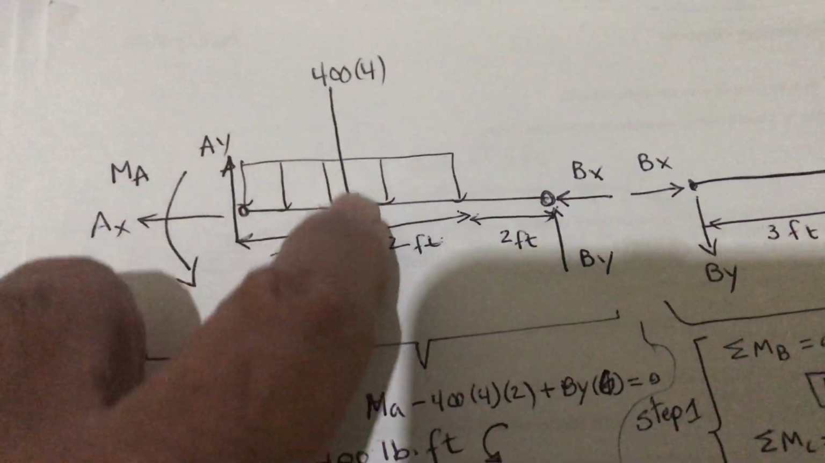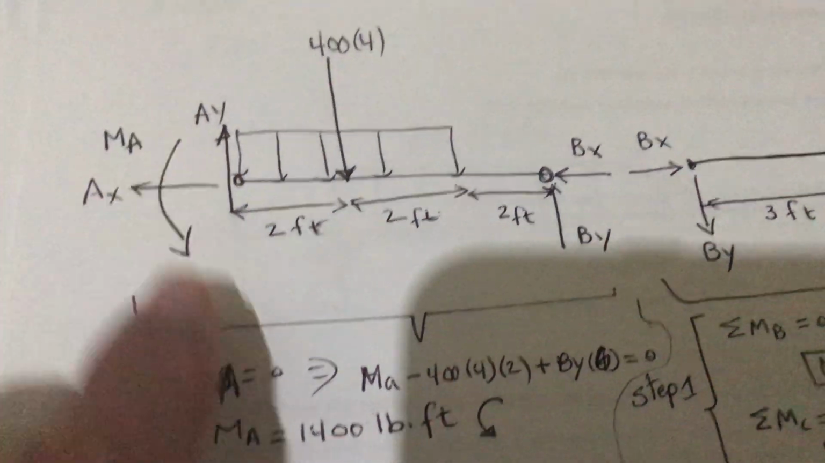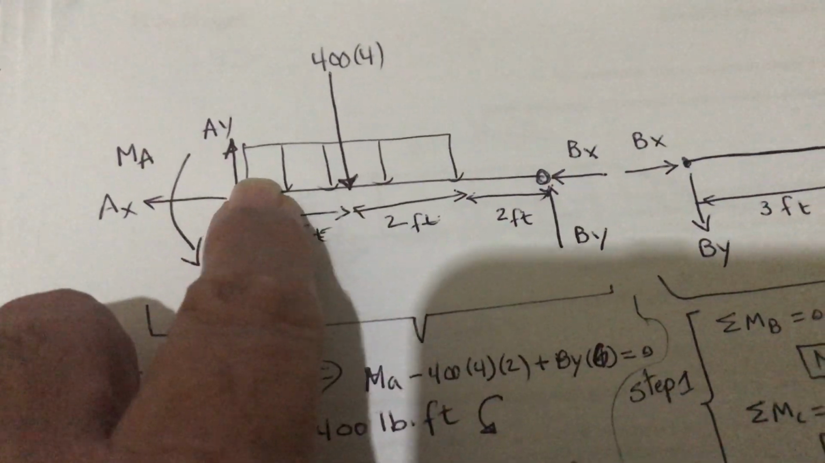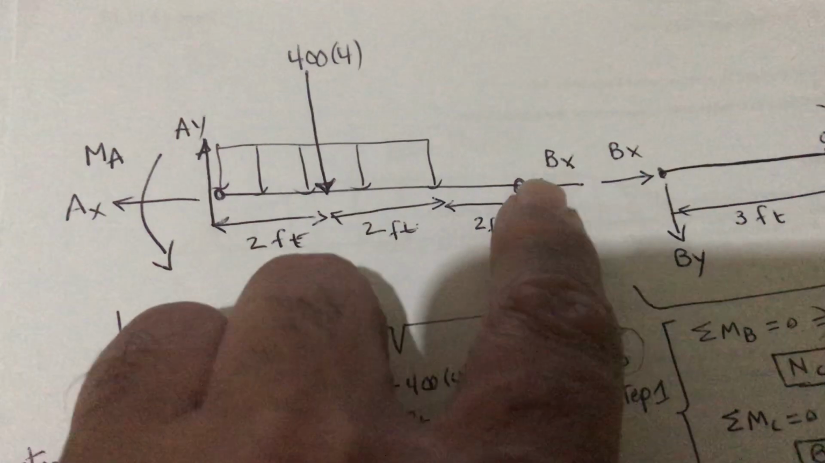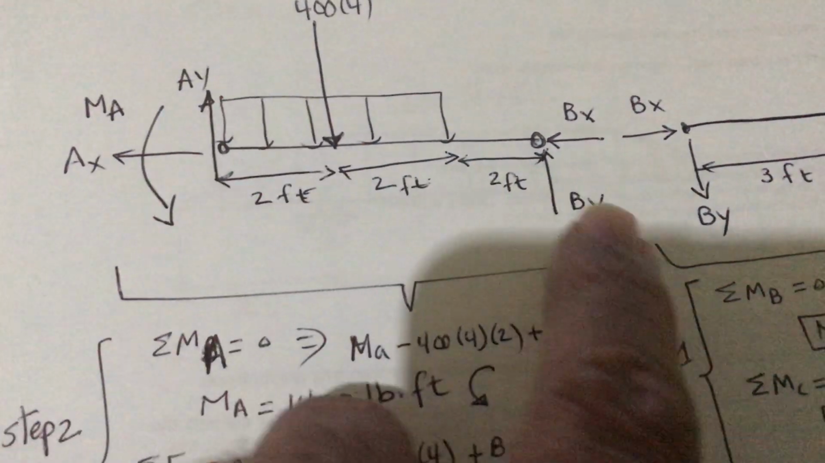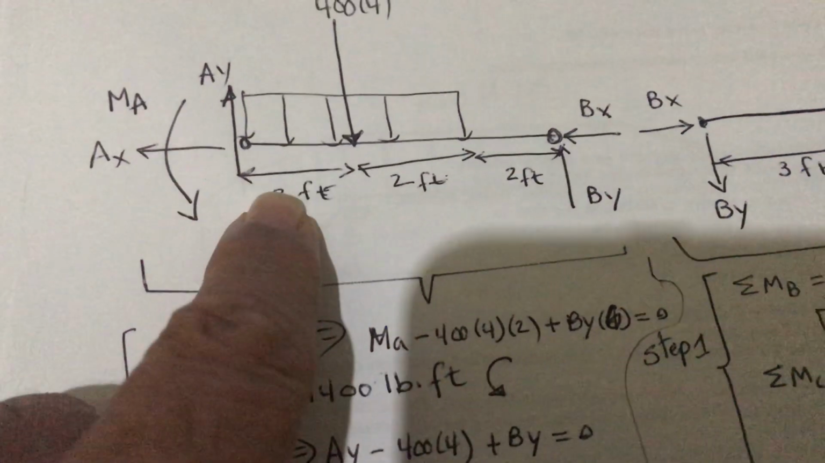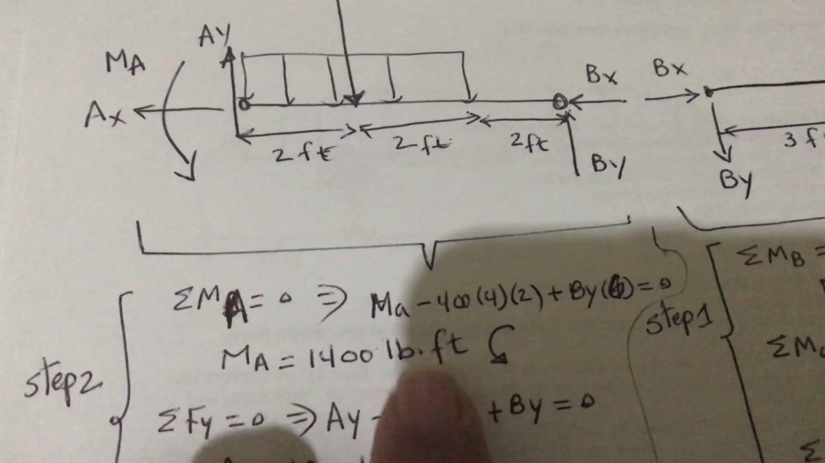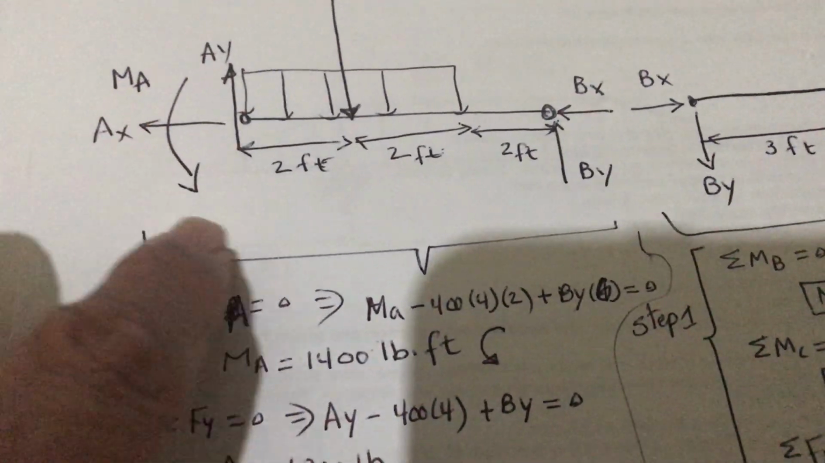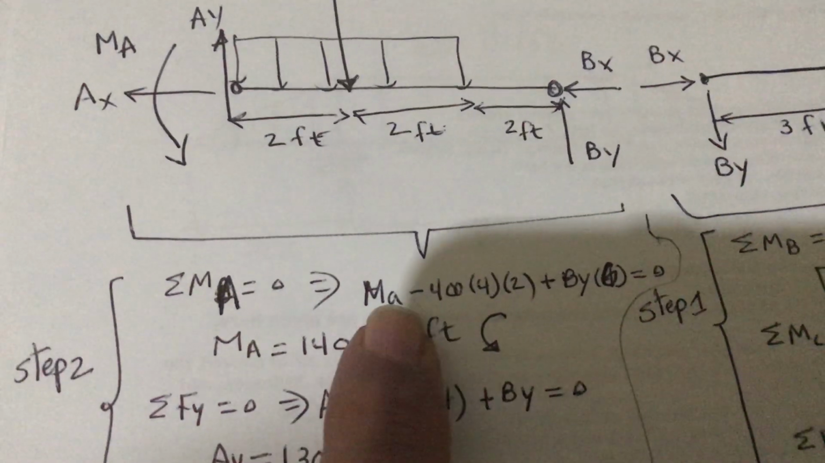Remember, this will rotate in the negative, minus 400 times 4 times 2. This is not going to act because it's in the same line of action. This by going to make it in the plus, by times 6. And plus, this is going to be in the plus, moment at A.